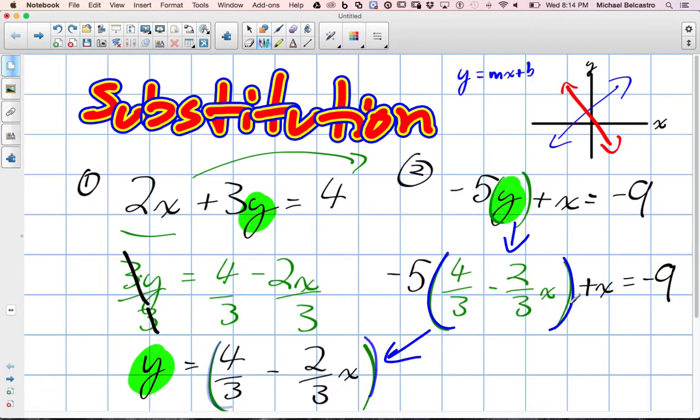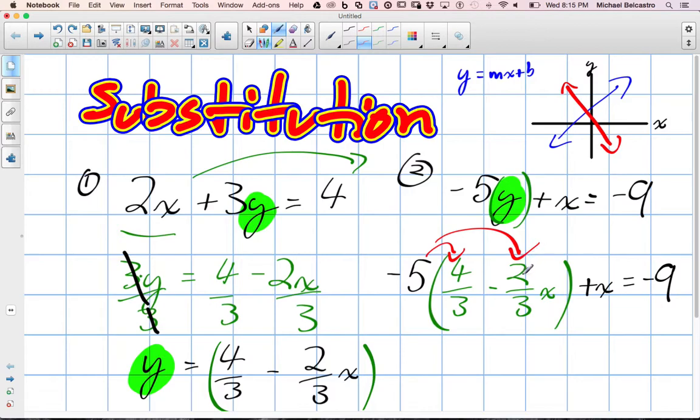Now, there's only one variable left, x. Because there's one variable, we can isolate. We're going to distribute and simplify and get x by itself. The same idea as before. Okay, in order to distribute, we take the negative 5 and we have to multiply it by both terms. So we have to remember how to multiply by fractions. Okay, negative 5, I can turn it into a fraction. So it becomes negative 5 over 1.